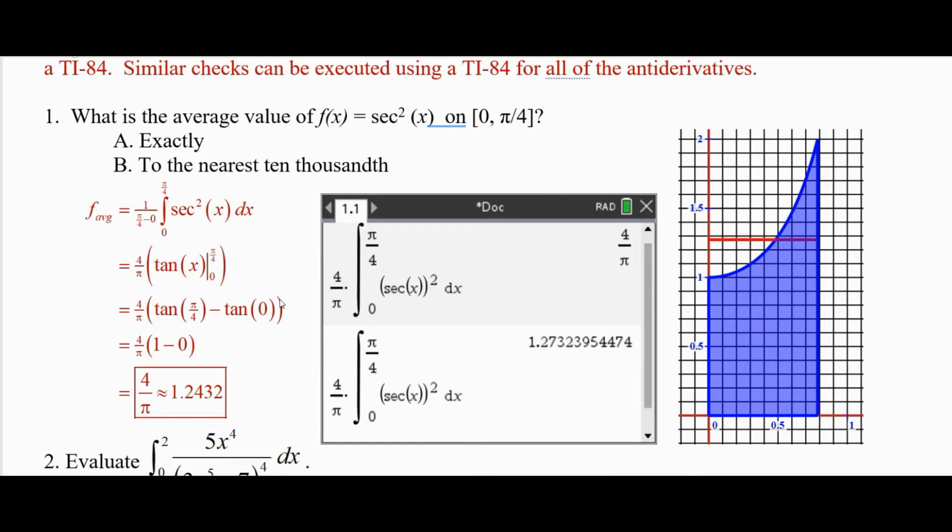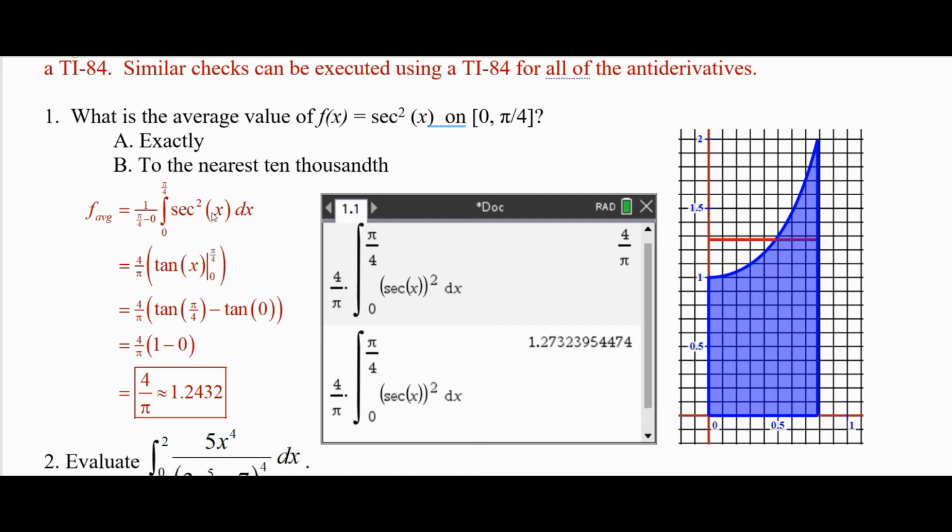So the first one is, what is the average value of f of x equals secant squared of x on the interval from 0 to pi over 4? To find the average value of a function, you integrate that function over the interval, and then you multiply by 1 over the length of the interval. So you're multiplying by 1 over pi over 4 minus 0. That's 1 over pi over 4, which is really 4 over pi. And then we're integrating from 0 to pi over 4 secant squared of x.